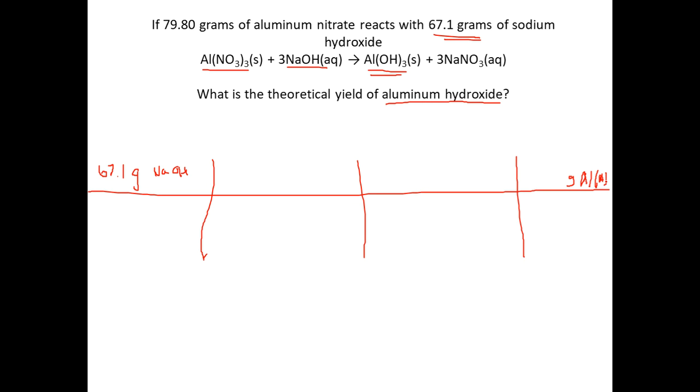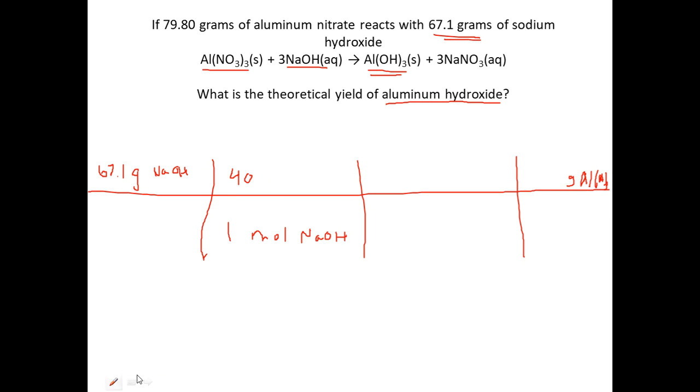I'm going to run out of room here. All right, we're good, whatever. So let's go from grams of sodium hydroxide to moles of sodium hydroxide. We need to use the molar mass in order to figure this out. So 1 mole NaOH. We look at the periodic table. 1 sodium plus an oxygen plus a hydrogen comes out to 40.